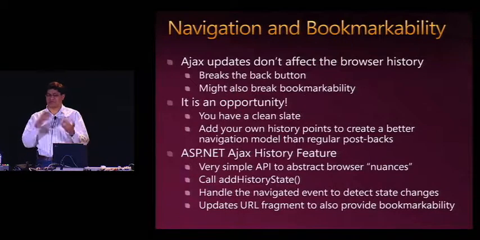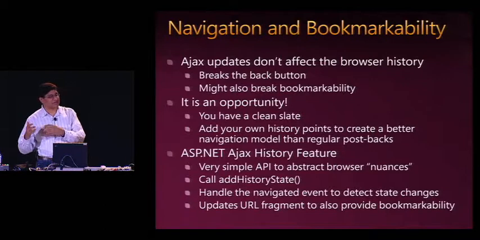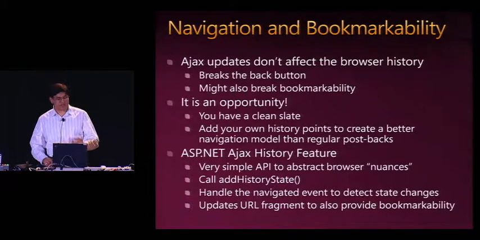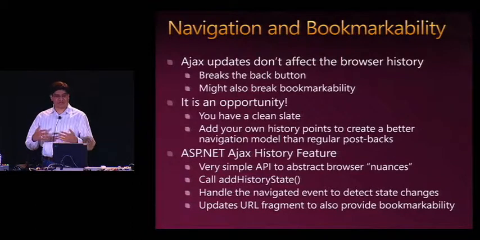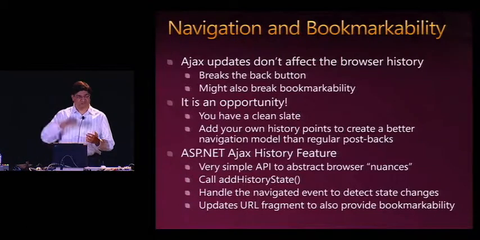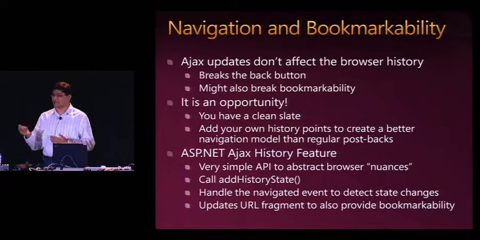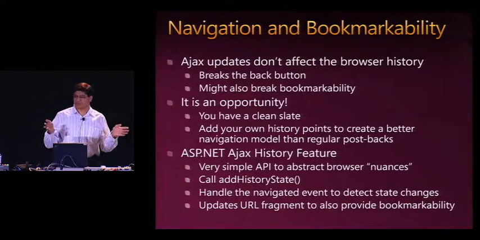I'll show you a regular postback page, an AJAX page, and then one with the history applied, and how the ability to control history on your end gives you a much better end story. ASP.NET AJAX provides this feature that makes it very simple to actually use history. It's basically two APIs: add history state, which allows you to update the state, and then you handle an event called a navigated event to know when that state has changed. And we do all the work underneath the covers to make it work across all of the browsers.